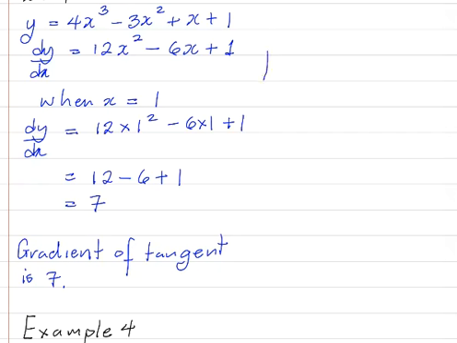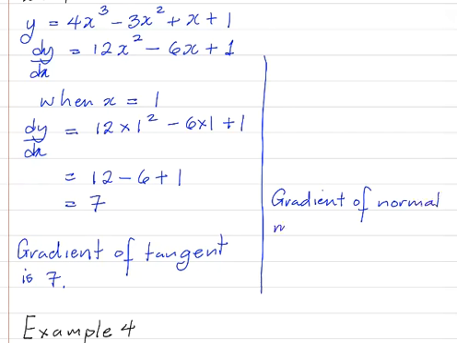And now lastly, the gradient of normal, let's say m2, is equal to minus 1 over 7. Alright, so where is that coming from? That's coming from your knowledge of coordinate geometry, which is essentially saying that if I know the gradient of a straight line, in this case the gradient of the tangent, which is 7, to find the gradient of all lines perpendicular to the tangent, I must invert the gradient and change its sign.